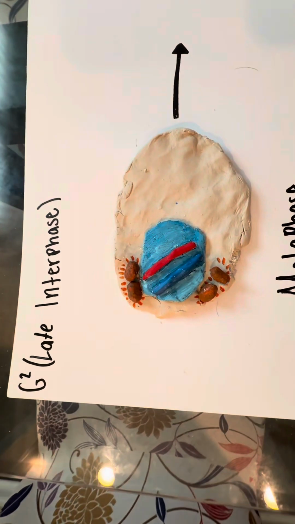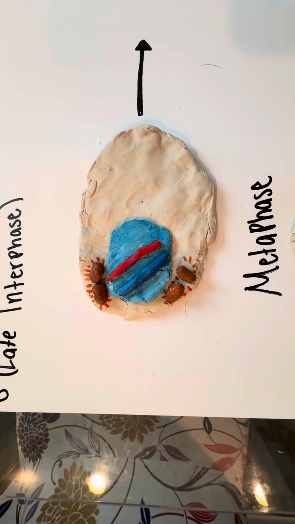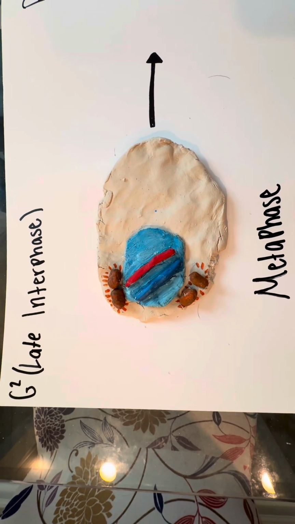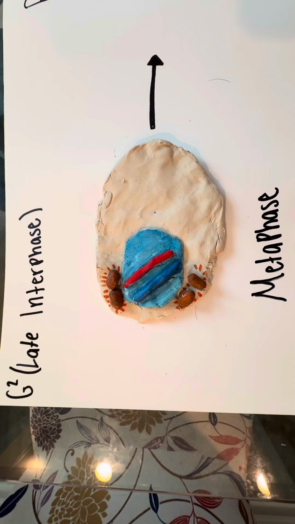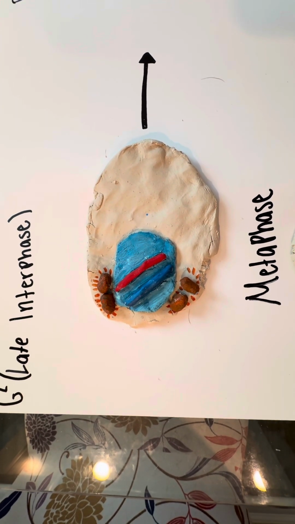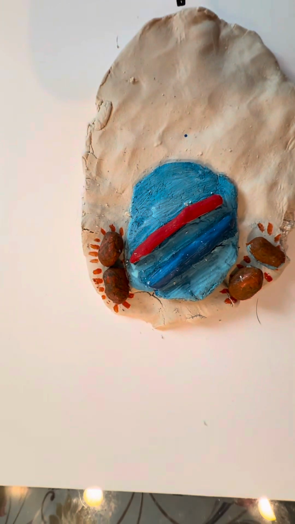To begin, this is the G2 phase, the late interphase. This cell is in G2, which is the final part of the interphase. During this stage, DNA has already been replicated, and the cell is preparing to enter mitosis. The chromatin is still uncondensed, the nuclear envelope is intact, and the centromeres have duplicated. So, a closer look.